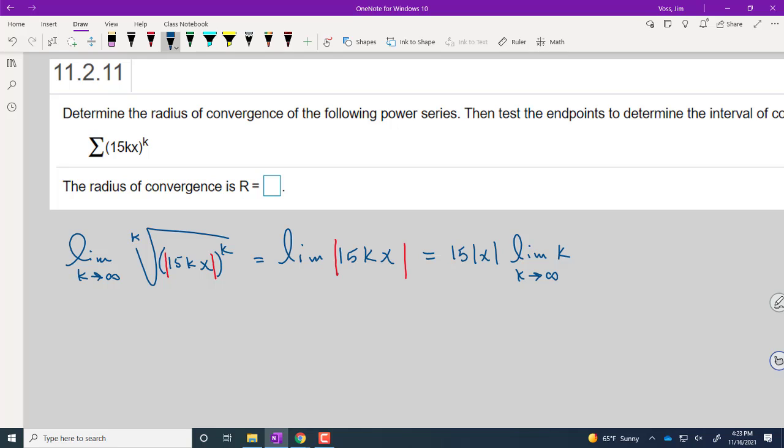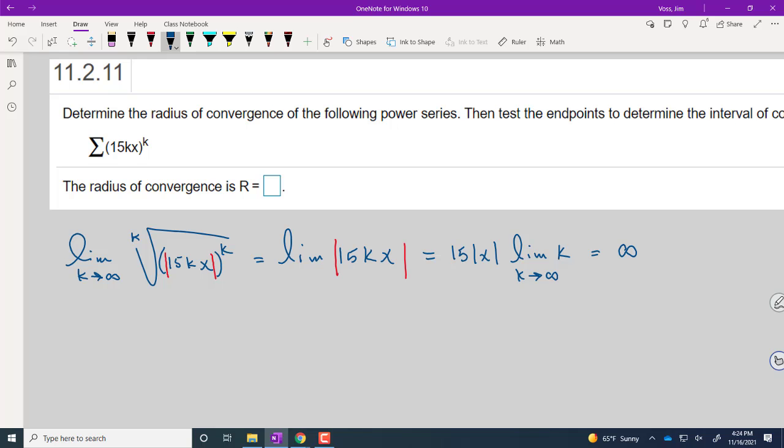What's the limit of k as k goes to infinity? Infinity. Infinity times 15 absolute value of x is infinity. So this limit is infinite. Is that ever less than 1? No. So that means we have divergence everywhere except the center, which in this case is 0.